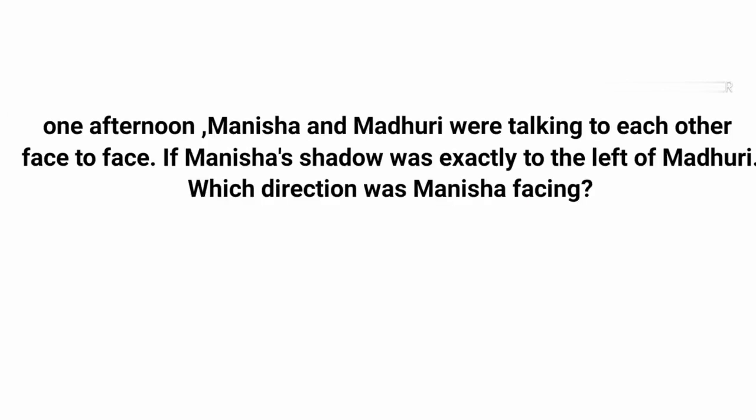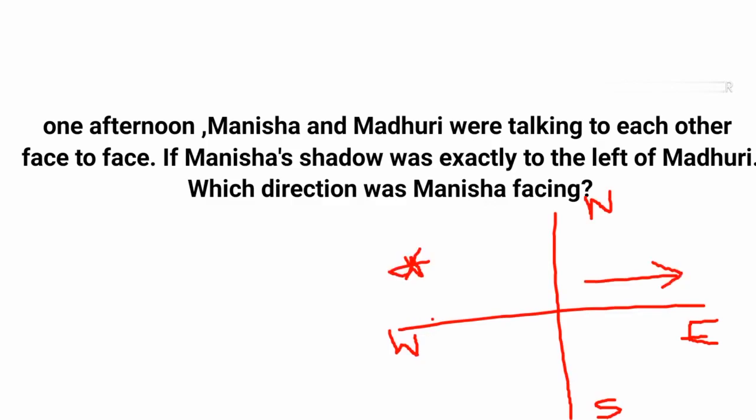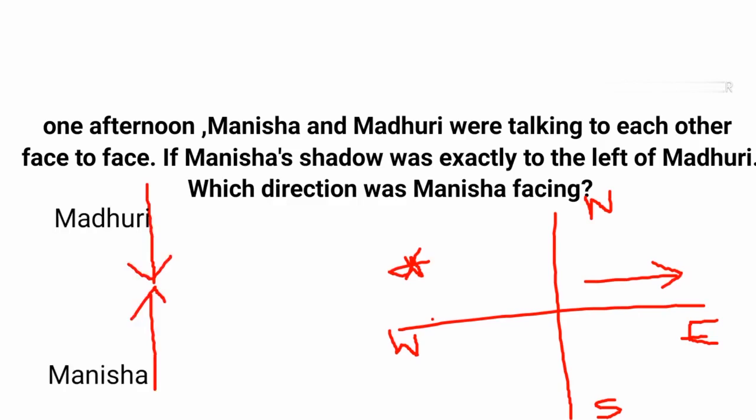Next question. One afternoon, Manisha and Madhuri were talking to each other face to face. If Manisha's shadow was exactly to the left of Madhuri, which direction was Manisha facing? We know that in the afternoon, sun is in the west. So, the shadow will be formed in the east. In the question, it is said that they were facing each other. Suppose if Manisha is facing north, we know that her shadow will be formed towards the east because sun is in the west. Here Manisha is facing north.